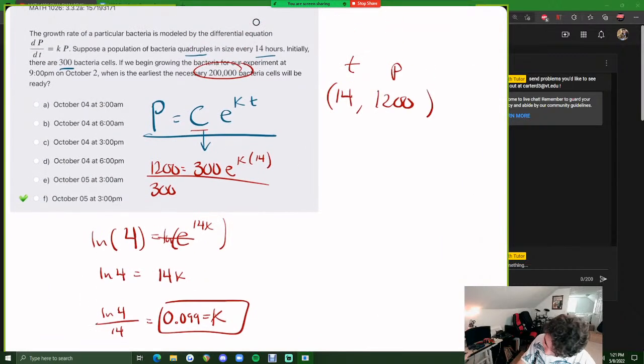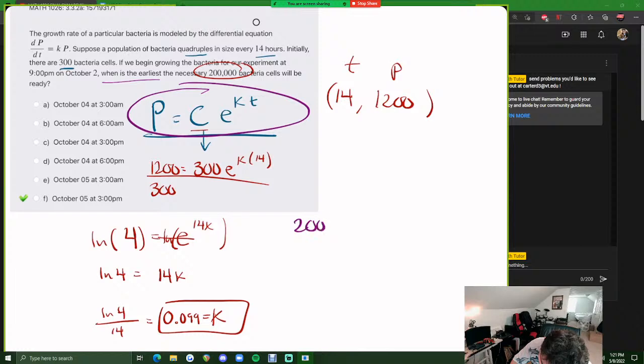All right. So we get 0.099 for K. So now, again, we want to go back to this original equation. And now they're asking, when is the earliest? So we're solving for T. When is the earliest the necessary 200,000 bacteria cells will be ready?